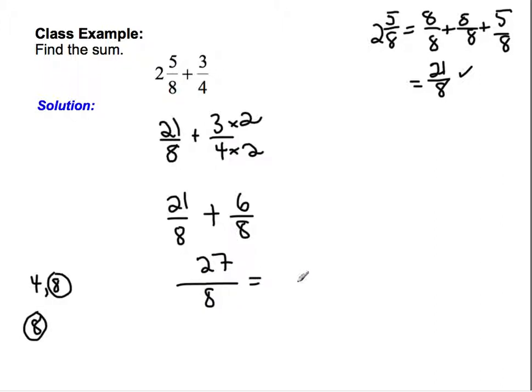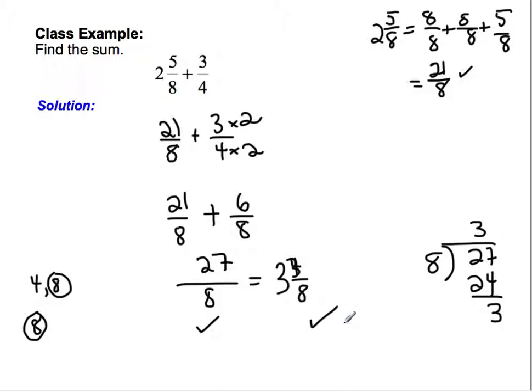If you choose to change it to mixed, we have 3 and 3/8, my apologies. Again, go off to the side, divide 8 into 27. It goes 3 whole times, and our remainder is 3. Okay? So either answer is acceptable to me because they're both in lowest terms, and it does not specifically state which form it wants it in.